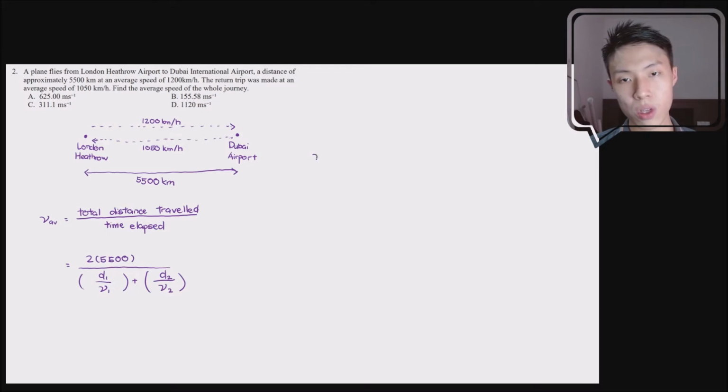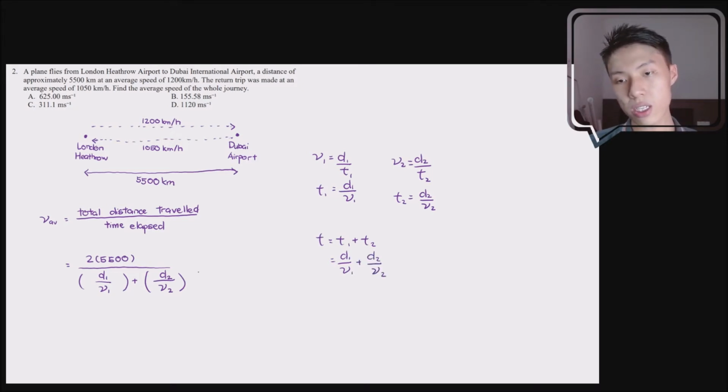The idea is like this. For the first part of the journey, you can find the average speed by taking the distance traveled divided by time. If you want to find the time, you just bring the distance to the left hand side, then you get d1 over v1. The same idea applies to the second part of the journey. The average speed is v2, so it's the distance for the second part divided by the time elapsed for the second part. If you shift it around, t2 will be equal to d2 over v2. So if you want to find the total time elapsed, that will be t1 plus t2, which is d1 over v1 plus d2 over v2. So that's what we do inside here.